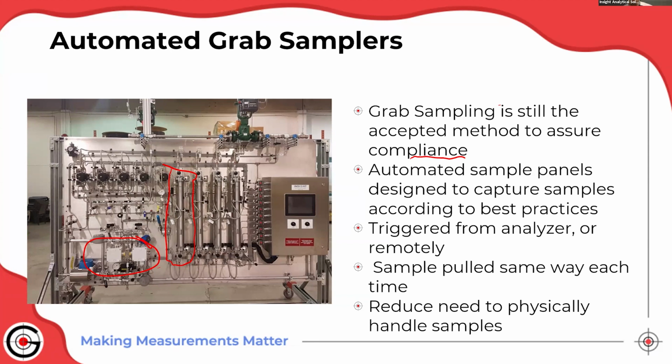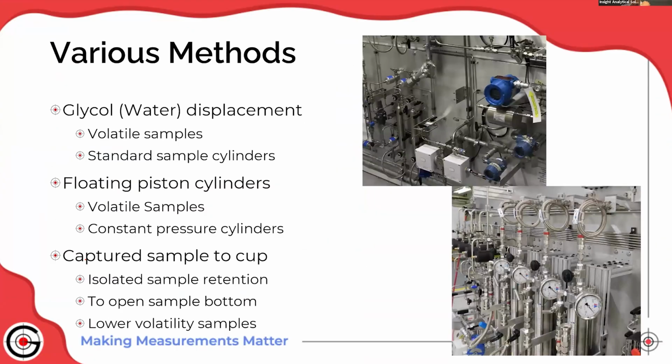The other thing is it means that we have less need for people to physically handle the samples. So if you're sampling something like condensate, it tends to have a lot of benzene in it. Benzene's a carcinogen. Automating the sampling process minimizes human risk and exposure. So we have automated floating piston cylinders like this. We've automated glycol displacement cylinders.